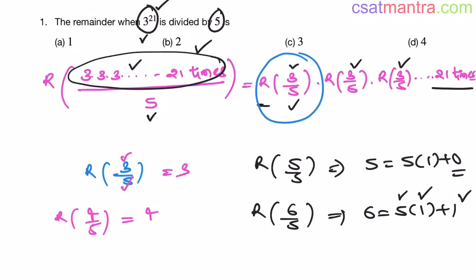Okay, you have learned this in school. So any number which is less than 5, that will be your remainder, my friends. Okay, 3 when you divide it with 5, the remainder will be 3. 4 when you divide it with 5, the remainder will be 4. 5 when you divide it with 5, remainder will be 0.